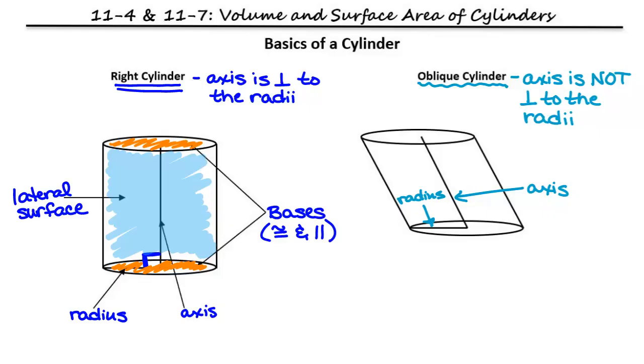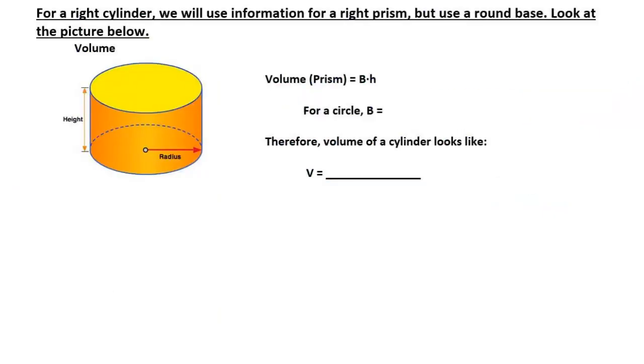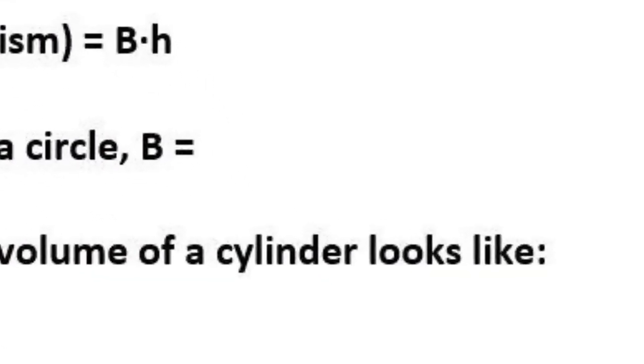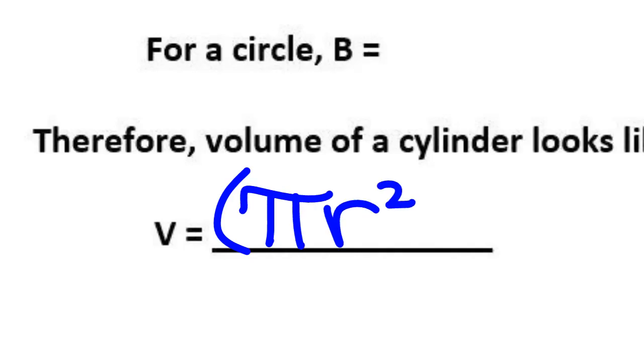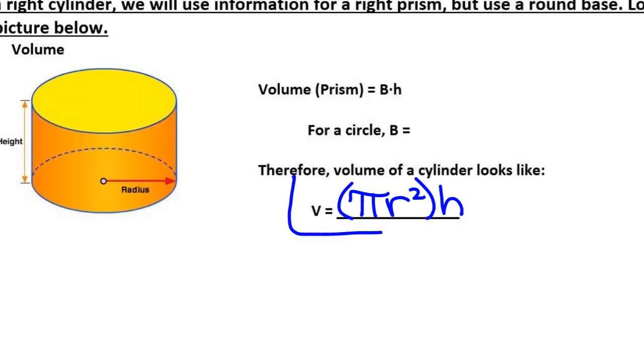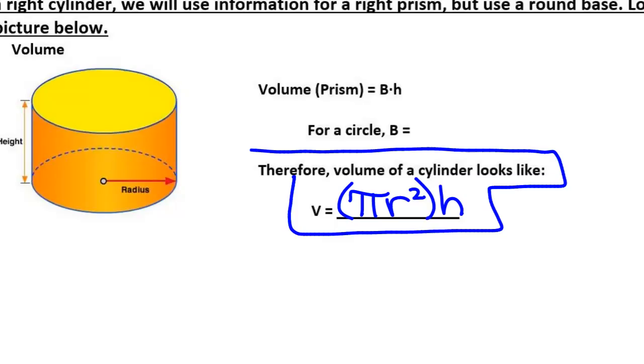All right. Let's start getting some formulas written down now. So for the volume, we have pi r squared times the height. This is our volume formula for a cylinder. Pi r squared times the height.